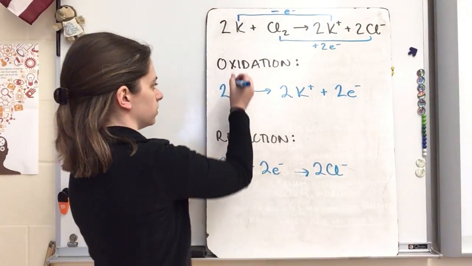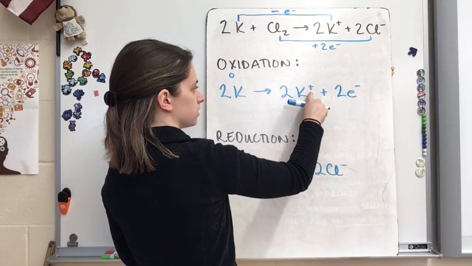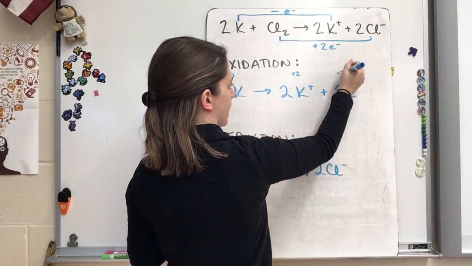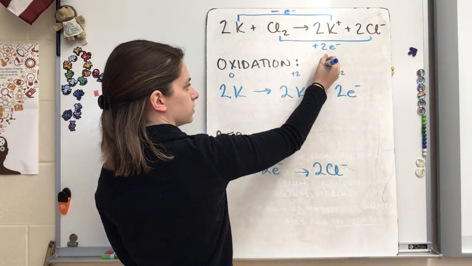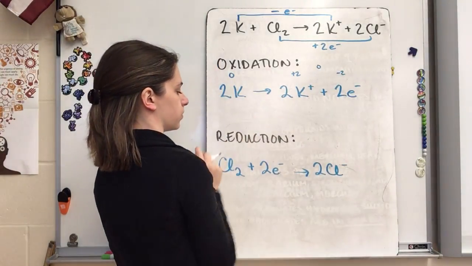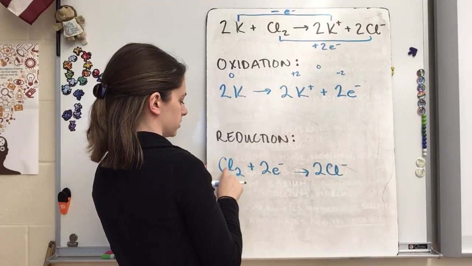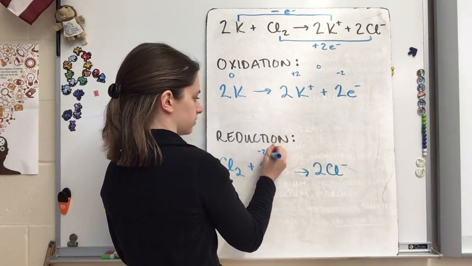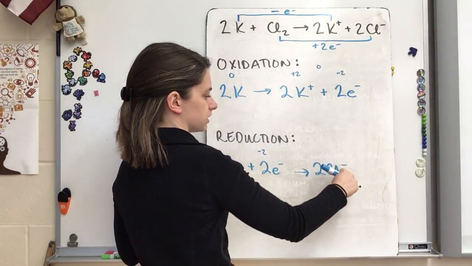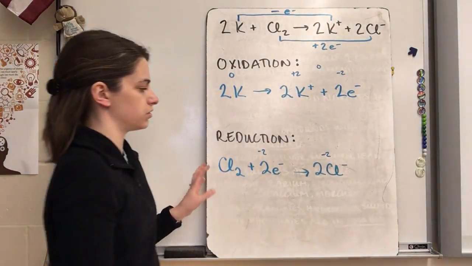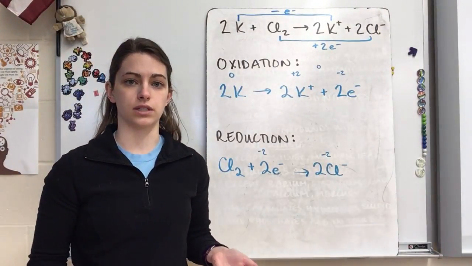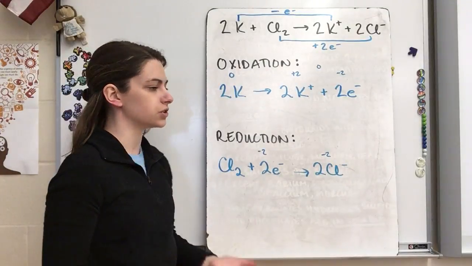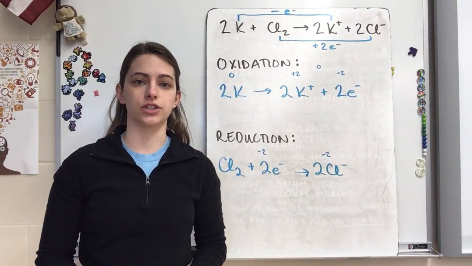So this side is neutral. 2 times a +1 gets me +2. 2 times -1 gets me a -2. +2 plus -2 gets me 0. So those are equal on both sides. Same over here. So this is neutral plus 2 negative charges, so that's -2. And over here we have 2 times a -1 gets me a -2. So they don't necessarily have to be neutral on both sides. They just have to be equal on both sides of our reaction arrow. So that's how we write oxidation and reduction half reactions.